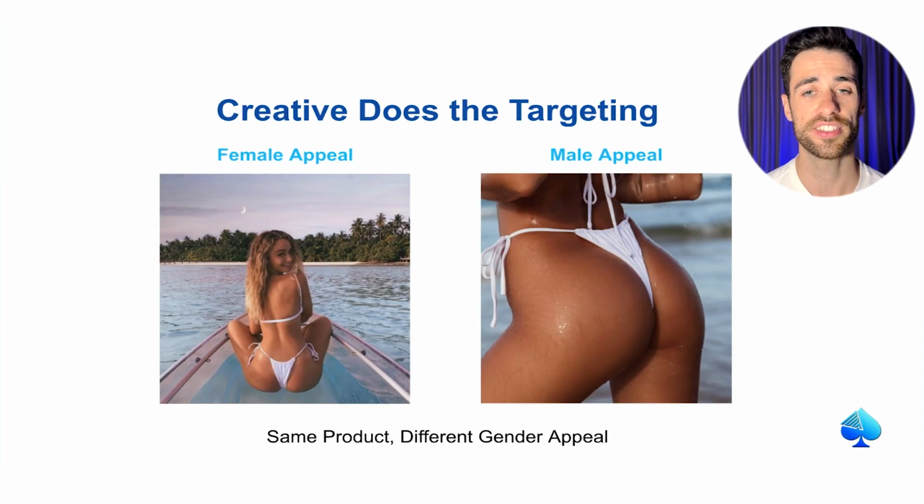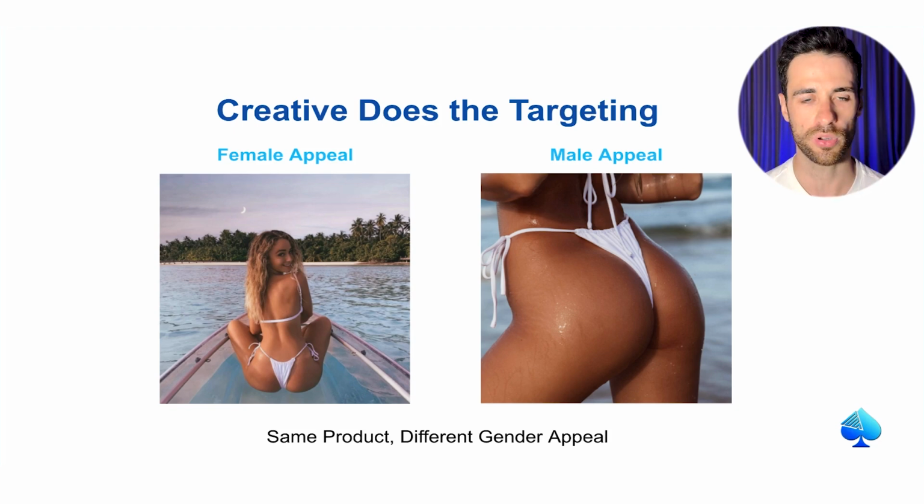So the first thing to keep in mind is that creative does the targeting. Here we have two different images of the same product, but the creative is going to target a very different audience. This first one has a more female appeal. Sure, it's going to appeal to men as well, their sexual desire. It's an attractive girl in a bikini. But this second one is completely male targeted type creative. Again, same product, but that is going to appeal to men. They are sexually attracted to that. That is not appealing to women. And that is where the algorithm is going to skew.